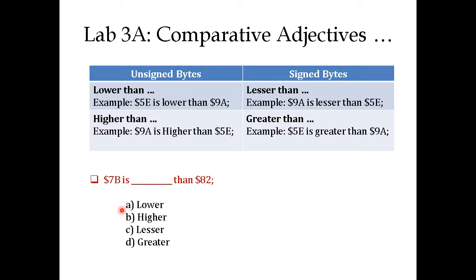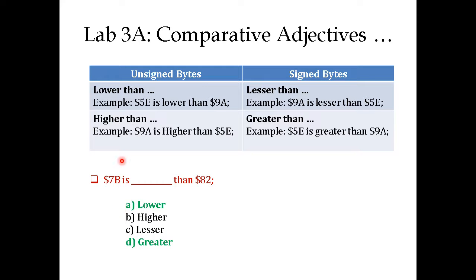Let me give you a hint. There will be two choices. And obviously one choice is for unsigned and one choice is for signed, right? Because in the statement I did not mention whether they are signed or unsigned comparison. So you actually have to select both. So these are the choices, lower and greater.